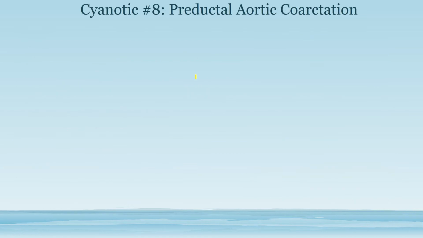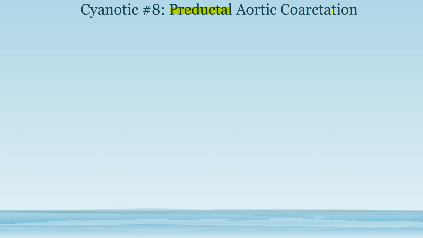Alright, let's move on to our final cyanotic heart disease. I know you can't wait to be done with this and move on to acyanotic heart disease. So we have preductal aortic coarctation. What does preductal mean? It means before the opening of the ductus arteriosus, you have an aortic coarctation.